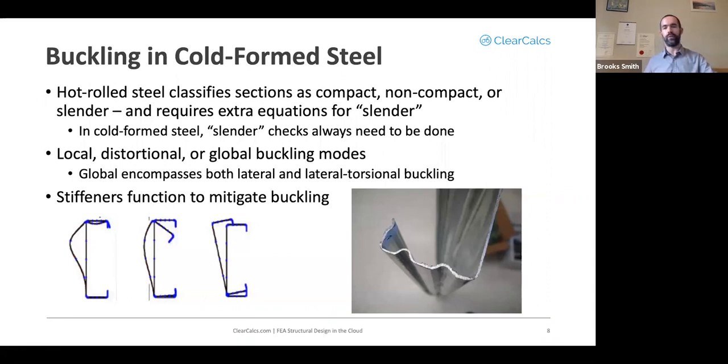Stiffeners are used in most cold form steel sections to help mitigate that buckling. The lip that you might see on a C or a Z section is a stiffener in and of itself, but you may also have stiffeners such as what's shown in the photograph in the lower right here, these little dimples in the cross section. Those also serve to help stiffen the flange or the web of your section.